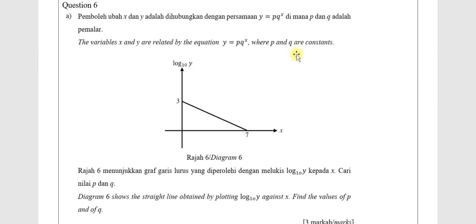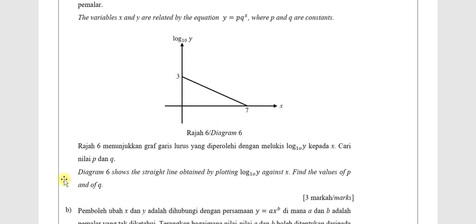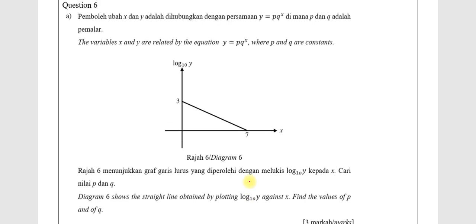Okay, question 6. The variables x and y are related by the equation y equals pq power x. Diagram 6 shows the straight line obtained by plotting log 10y against x. Find the value of p and q. They give you the equation here. Alright, what do we need to find? P and q. Okay, no problem.